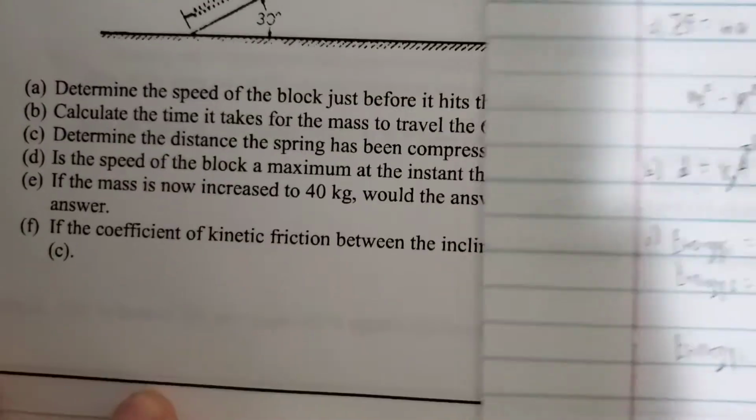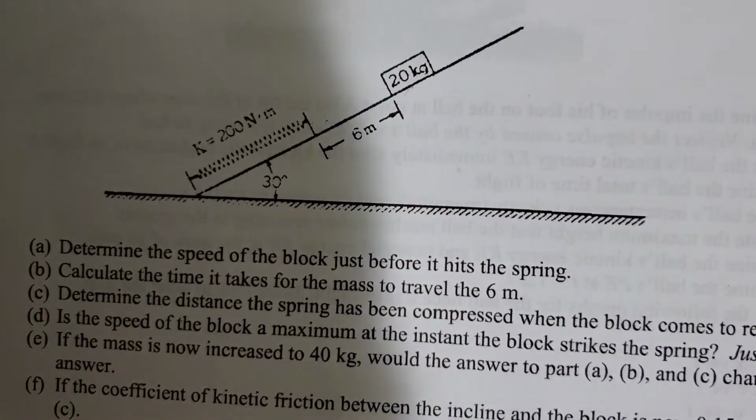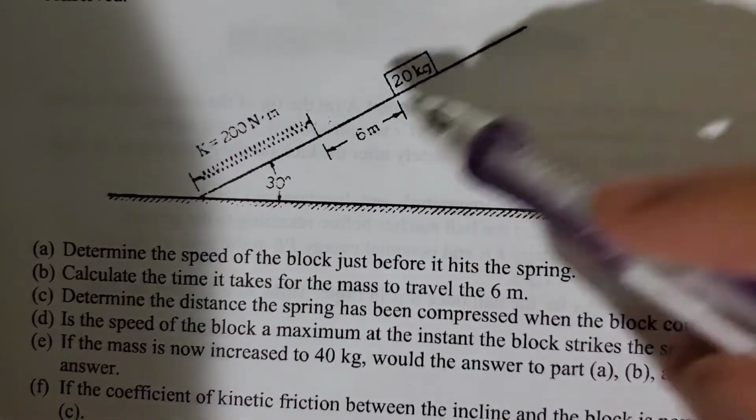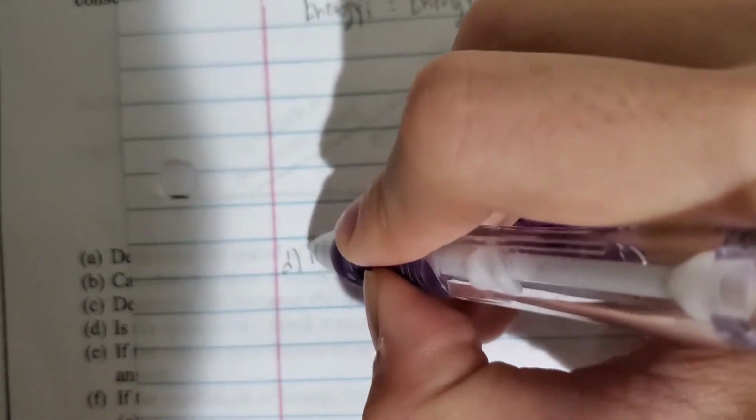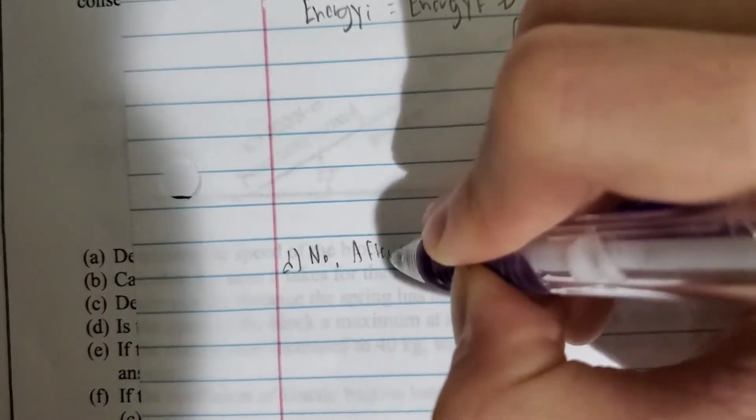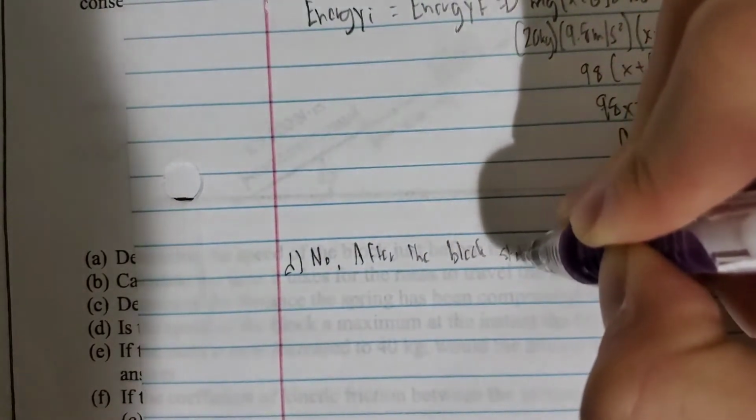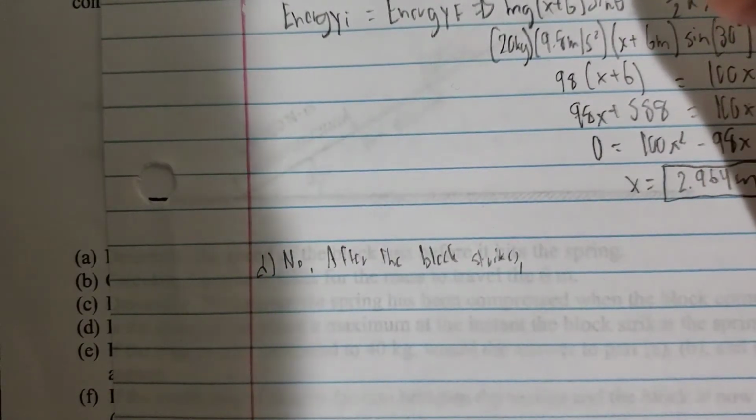Part D wants us to justify if the maximum speed occurs when the block strikes the spring. So is this the maximum speed that the block is going to attain? My answer is no. And this is because after the block strikes the spring, the acceleration will decrease, but it will still be greater than 0 until the spring compresses to a point when F spring is greater than Fgx.